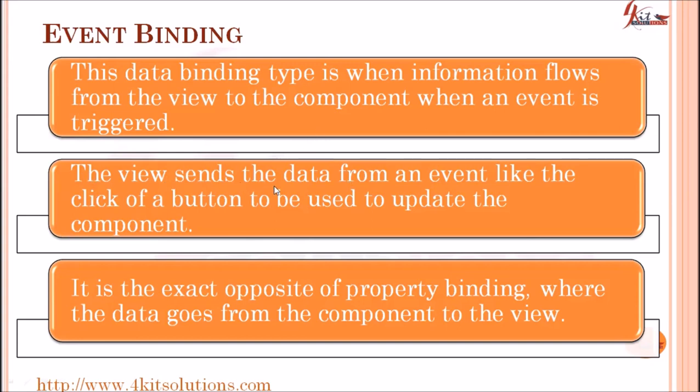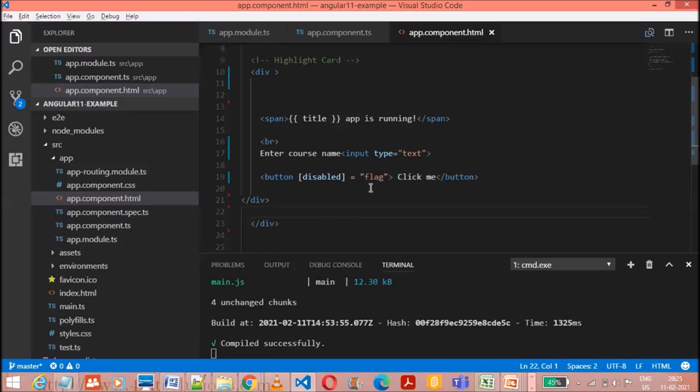The view sends the data from an event, like the click of a button, to update the component. So property binding and interpolation is from component to view. Event binding is from view to component. It is the exact opposite of property binding, where the data goes from the component to the view. So how do we write event binding? We write event binding inside parentheses. So we have this click, meaning when this button is clicked.